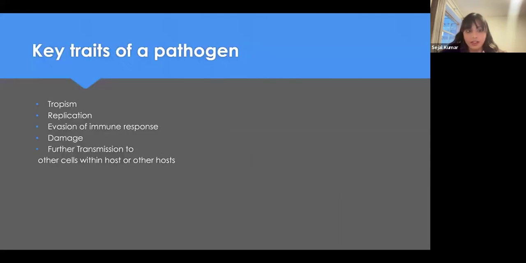So, the key traits of a pathogen. These five topics, five subsections, are important to bacterial pathogenesis. And if you were writing an essay, I think it would be good to structure it in this way, talking about these five subsections because they're all important to pathogenesis: tropism, replication, evasion of the immune response, damage, and then further transmission. A bacteria needs to be able to do all of those to survive and be a successful pathogen.